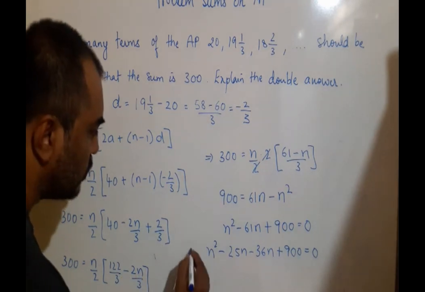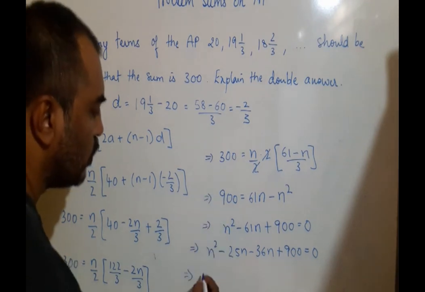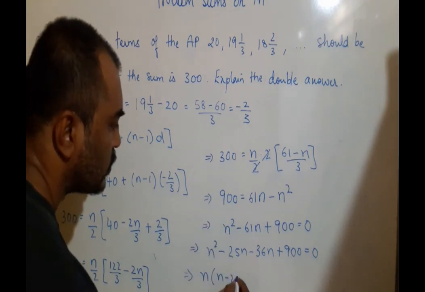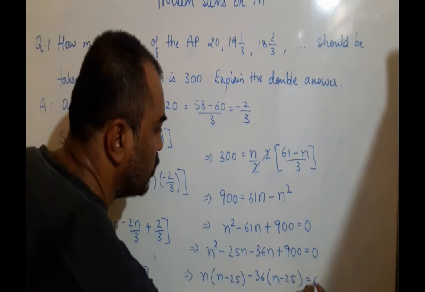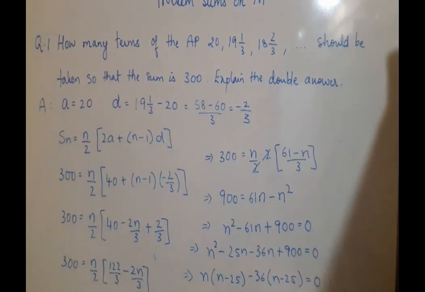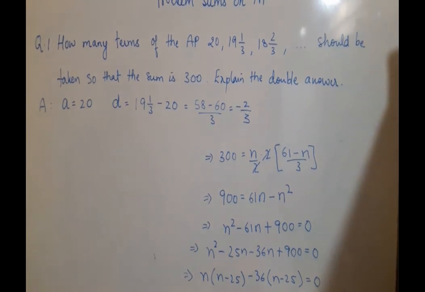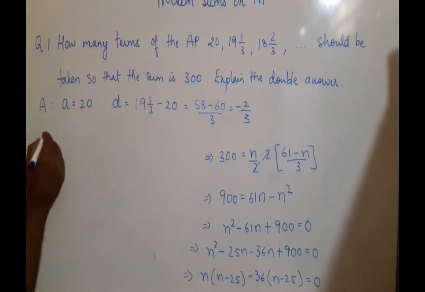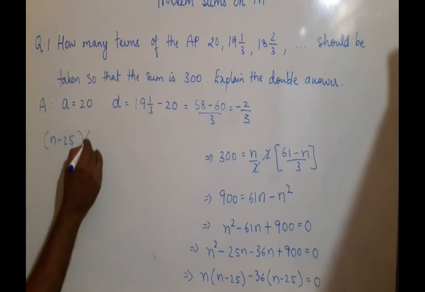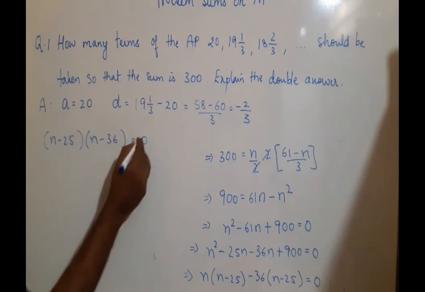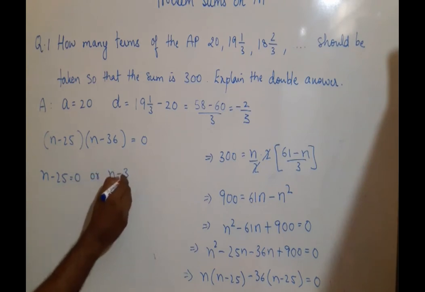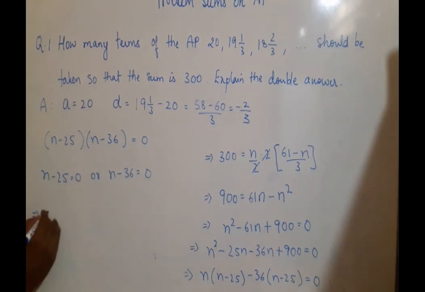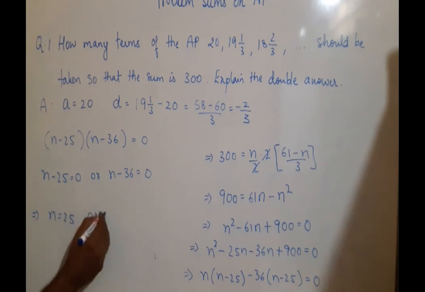So now what will we do? We'll take out the n common. So n minus 25. We take the 36 common. So again n minus 25 equal to 0. Okay. I need to rub the board now, but keep in touch. n minus 25 is common to both. So we have got (n minus 25) into (n minus 36) equal to 0. So we have n minus 25 equal to 0 or n minus 36 equal to 0. This implies n equal to 25 or n equal to 36.